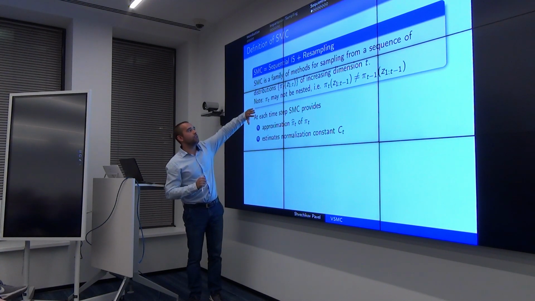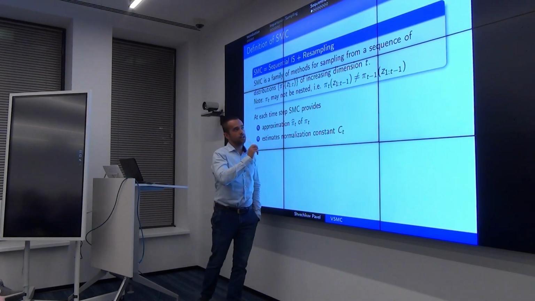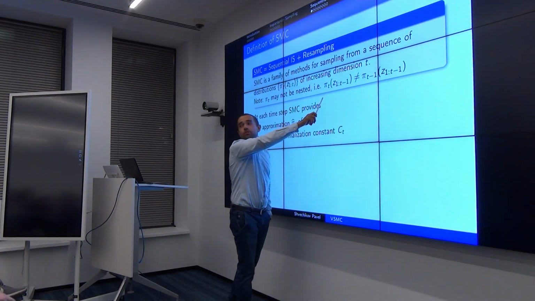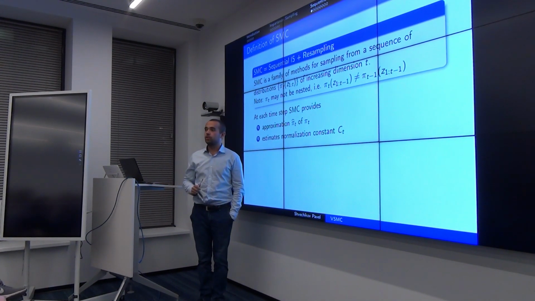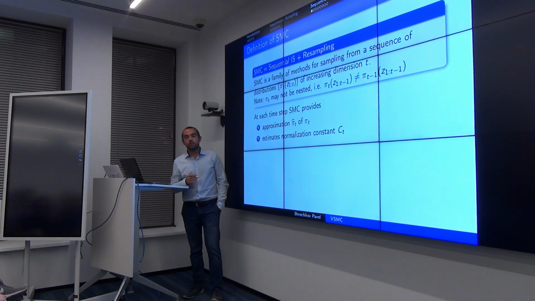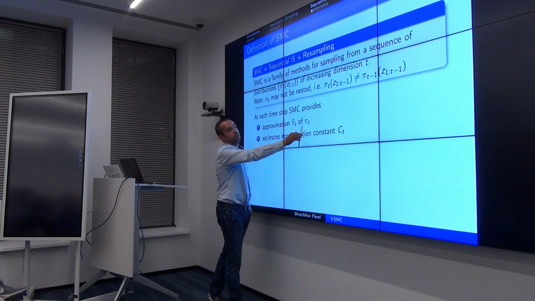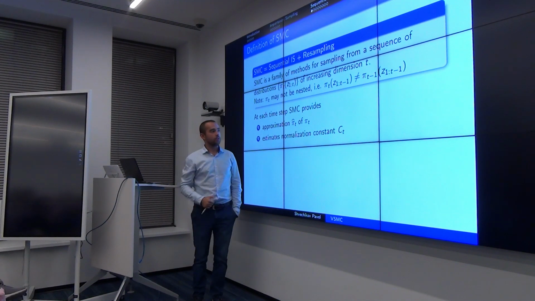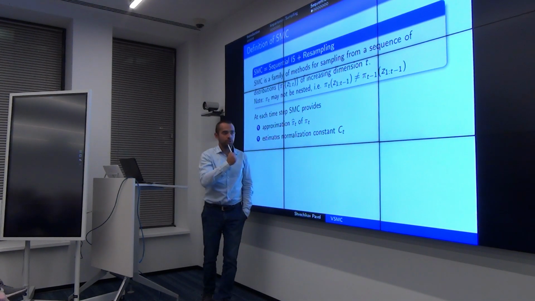What do I mean by this? I mean that P_T may not be nested, in the sense that the previous P_{T-1} will not be equal to the marginal of P_T at the subsequent step. And this is okay for the sequential Monte Carlo. At each time step, the sequential Monte Carlo provides an approximation for the distribution we are interested in sampling from, and also the estimates of the normalization constant.